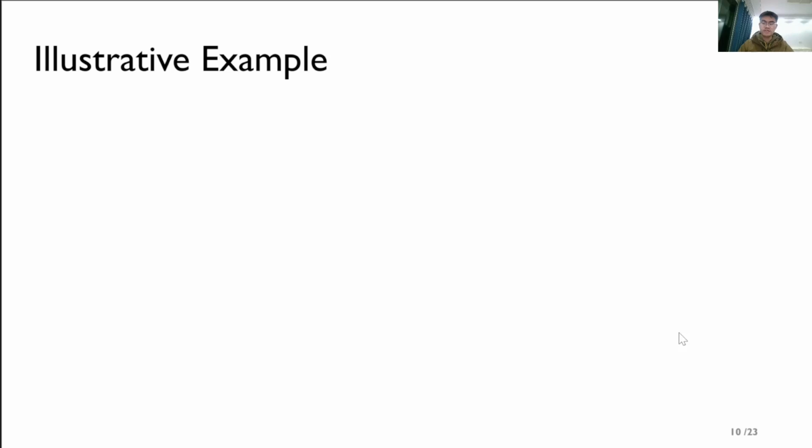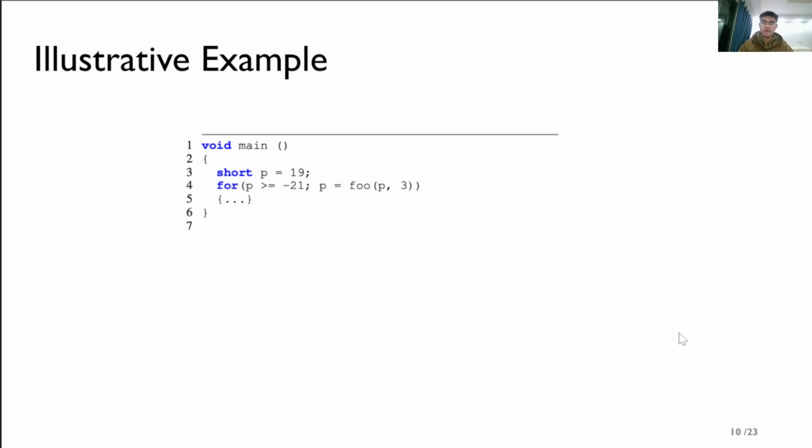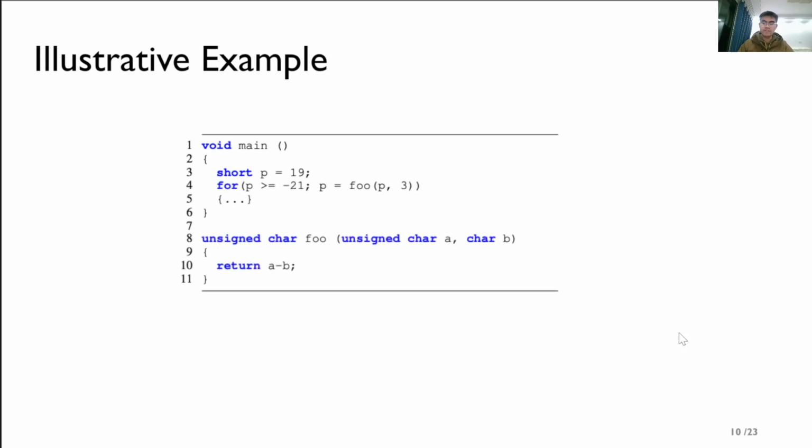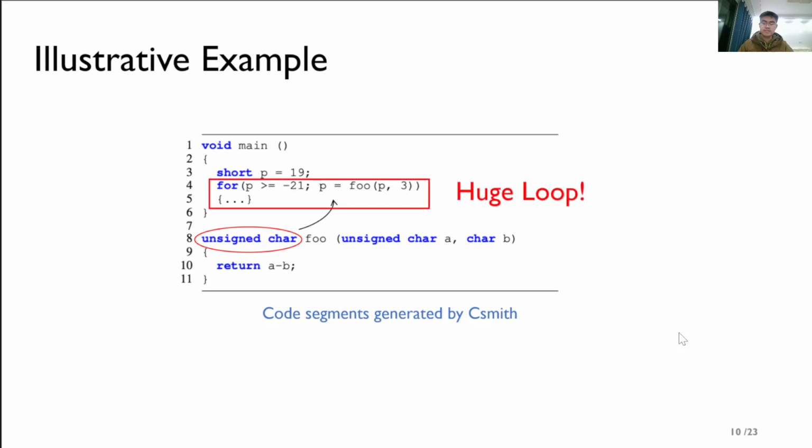Let's define a variable p with short type. Line 5 is a for loop. p gets the return value from the foo function. However, the type of return value from foo is defined as unsigned char. As the minimum value of unsigned char is 0, p will always be larger than or equal to 0. As a result, the loop condition will always be satisfied. This is a huge loop. It makes the program become a LET program.